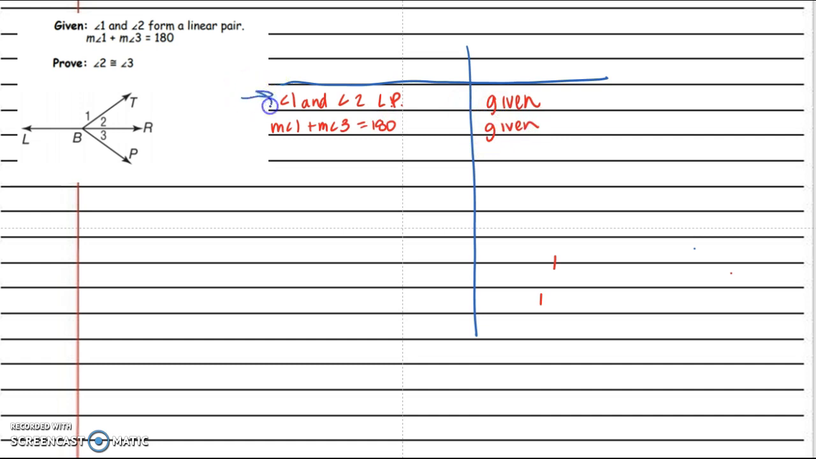So, using this, if angle 1 and angle 2 form a linear pair, then angle 1 and angle 2 are supp, because if you have a linear pair, then you are supp. And then I have the measure of angle 1 plus the measure of angle 2 equals 180, because if you have supplementary angles, then you have a linear pair.